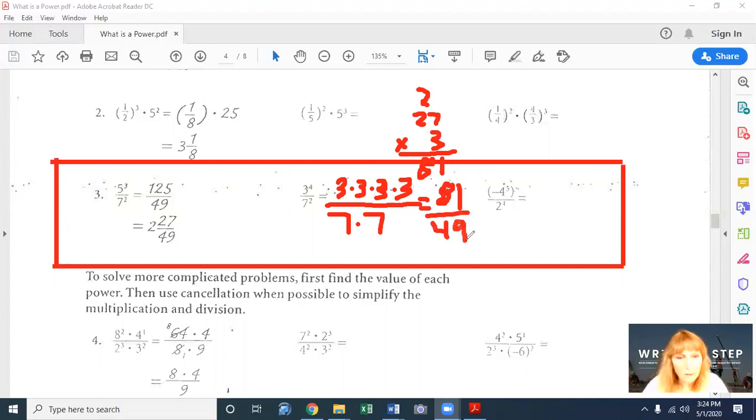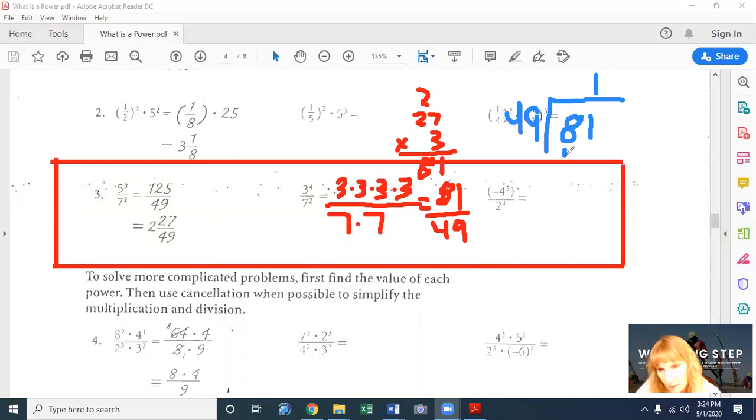Now, do I want to leave it like that? No. I have an improper fraction. I have a bigger top number than my bottom number. So now I want to divide. So let's go ahead and divide 81 by 49. And 1 will go into 81, right? 149. 2 of them would be over. That would be almost 100. So this would be 81 minus the 49, because 49 times 1 is 49.